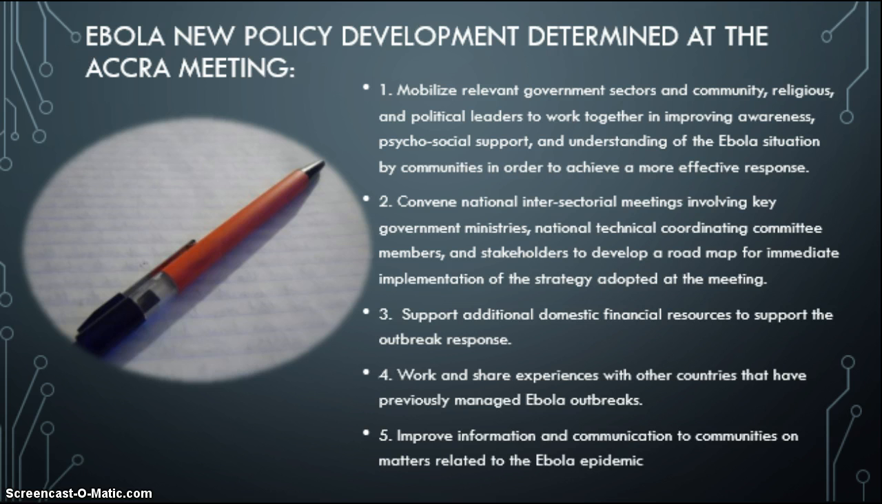Convene national intersectoral meetings, involve key government ministries, national technical coordinating committee members, and stakeholders to develop a roadmap for immediate implementation of the strategy adopted at the meeting. Support additional domestic financial resources to support the outbreak response. Work and share experiences with other countries that have previously managed Ebola outbreaks. Improve information and communication to communities on matters related to the Ebola epidemic.